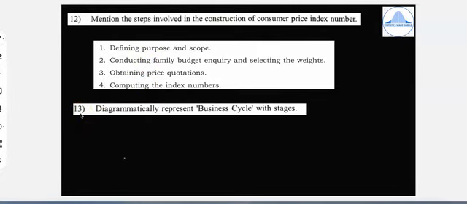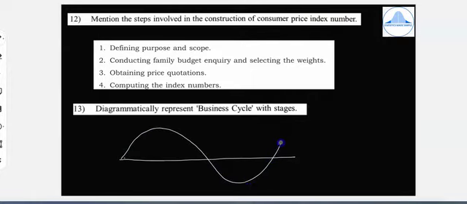13th question, diagrammatically represent the business cycle with the stages. So first you can draw a horizontal line and then you need to draw the sine wave. So this horizontal line depicts normal. And then here at the beginning of the sine wave, you can write prosperity.